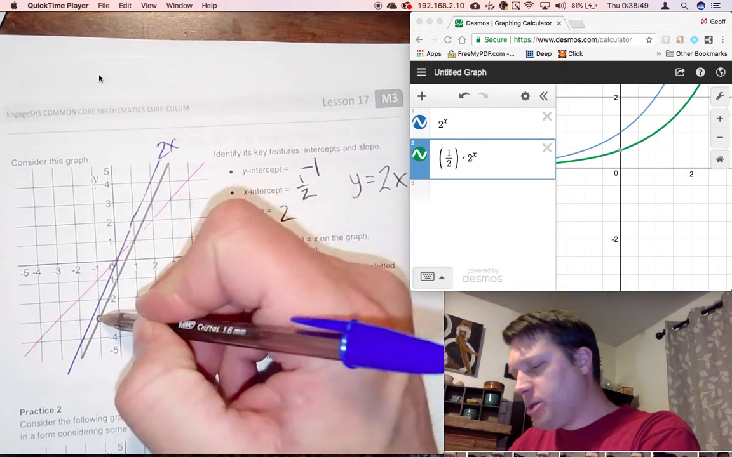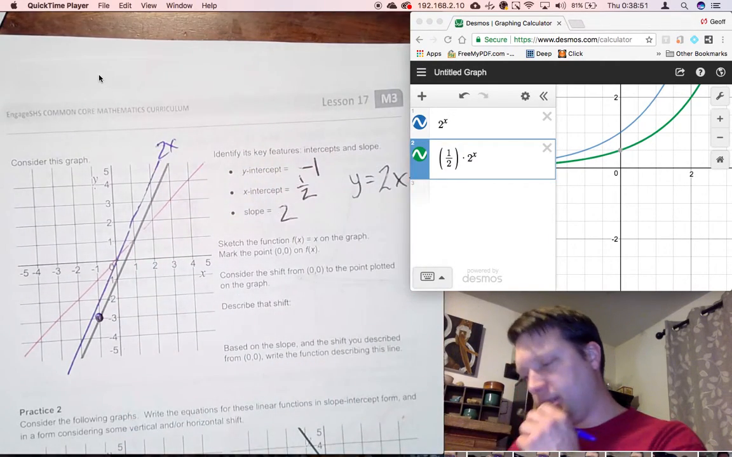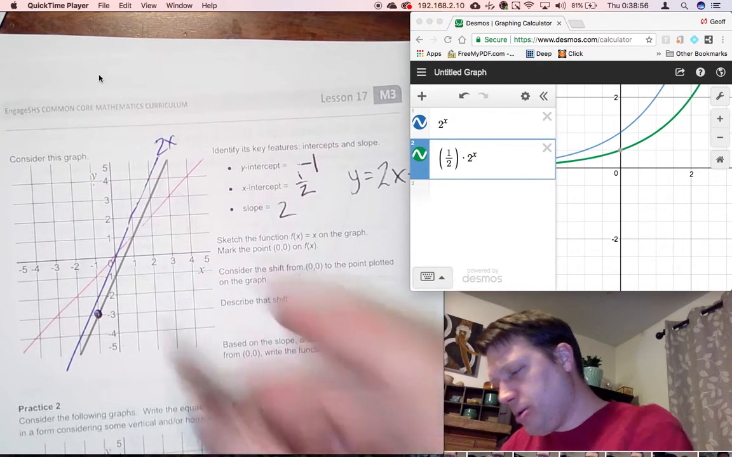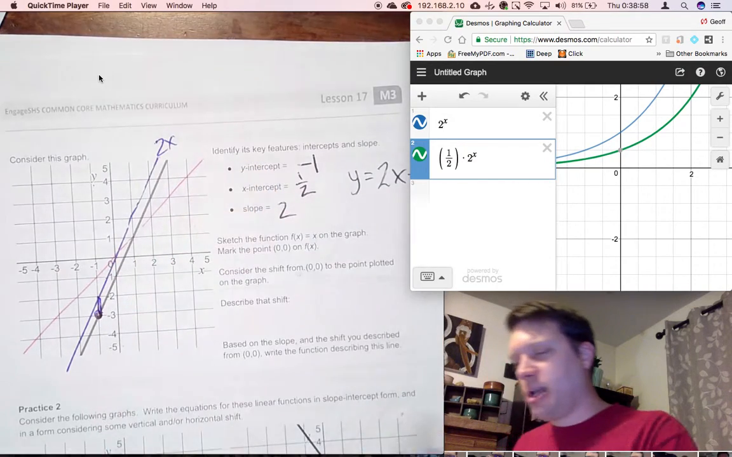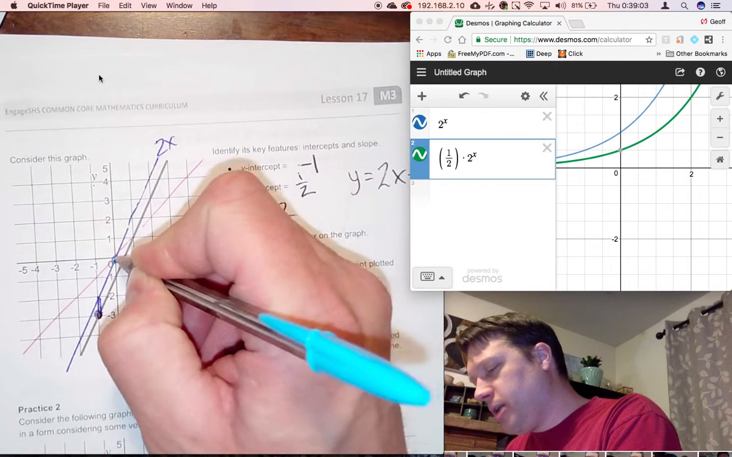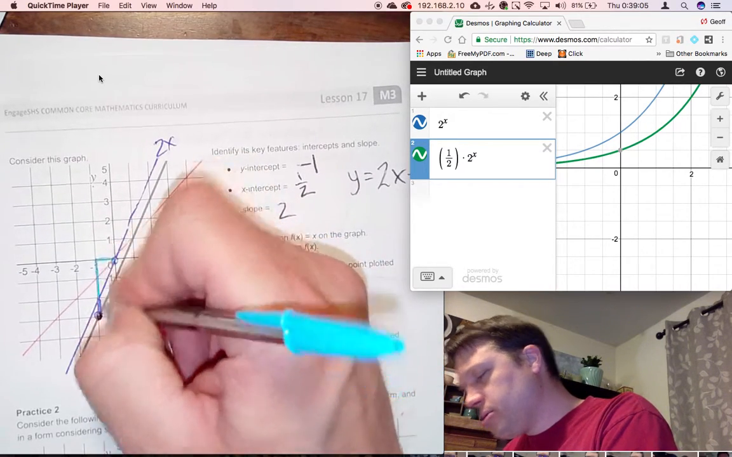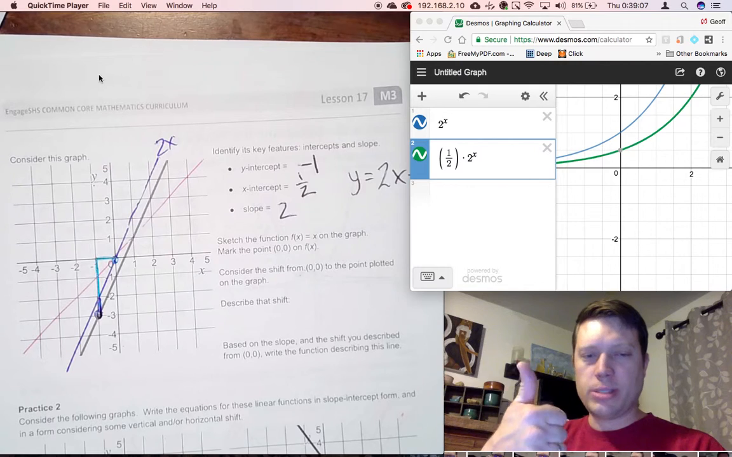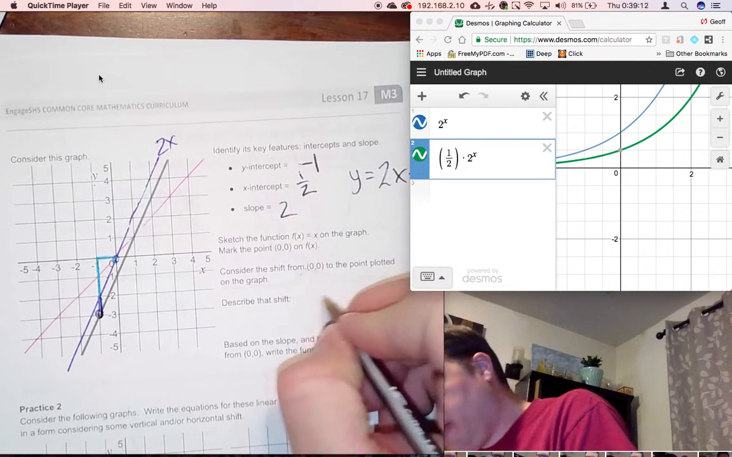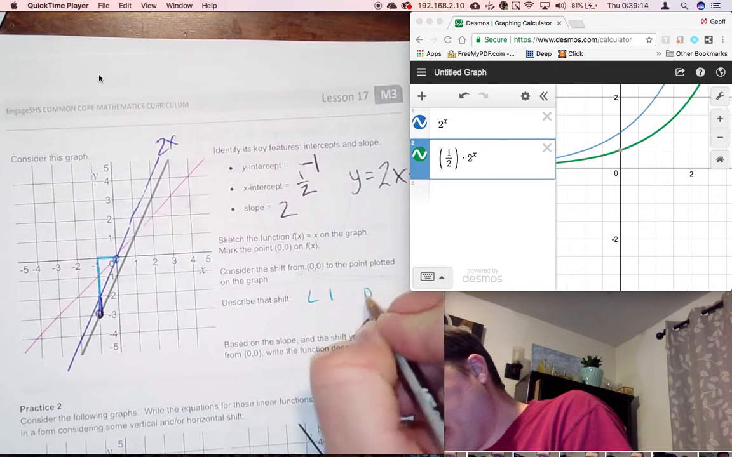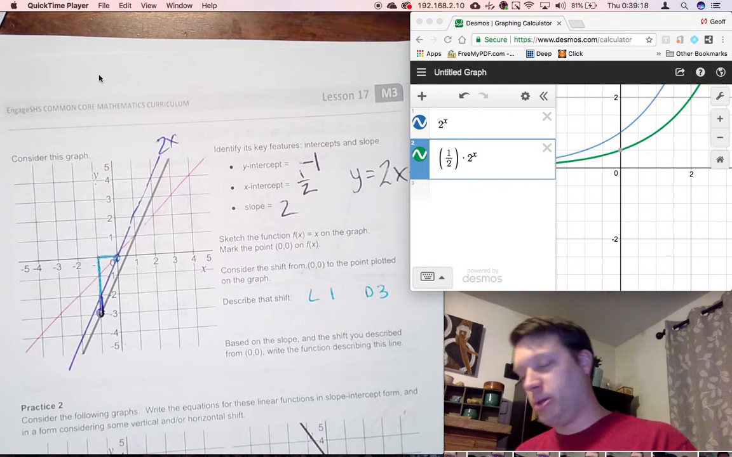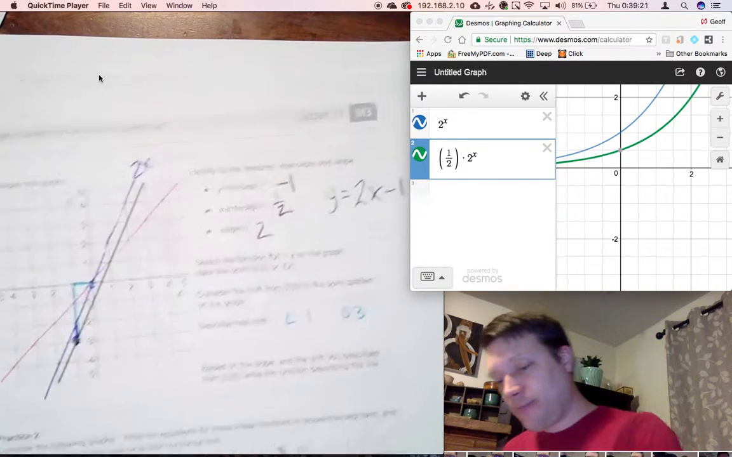And we're shifting it down 1 space. So if I focus on this point right here and I shift it, consider the shift from 0, 0. Okay, I'm going to talk about that for a second. Now I'm going to answer the question. Consider the shift from 0, 0 to this point, over and down. So I'm shifting it left 1 space and down 3 spaces. So that shift of left 1, down 3 can translate into the function as an adjustment, like this.